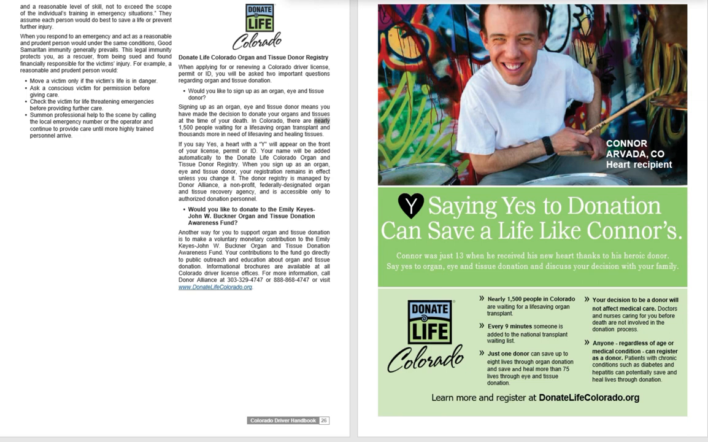In Colorado, there are nearly 1,500 people waiting for a life-saving organ transplant and thousands more in need of life-saving and healing tissues. If you say yes, a heart with a Y will appear on the front of your license, permit, or ID. Your name will be added automatically to the Donate Life Colorado Organ and Tissue Donor Registry. When you sign up as an organ, eye, and tissue donor, your registration remains in effect unless you change it. The donor registry is managed by Donor Alliance, a nonprofit, federally designated organ and tissue recovery agency, and is accessible only to authorized donation personnel.